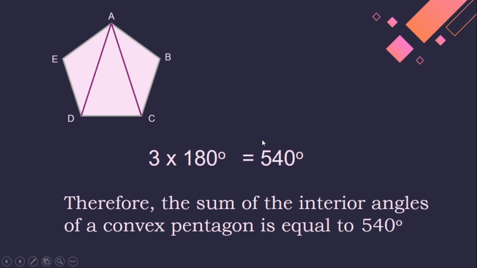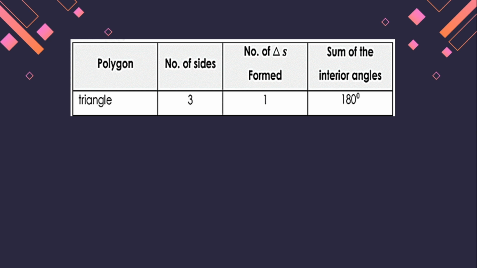Therefore, the sum of the interior angles of a convex pentagon is equal to 540 degrees. Na kung mapapansin natin sa ginawa natin kanina, if our polygon is a triangle, then the number of sides ay tatlo. At ang number ng triangle na na-form niya, isa lang kasi triangle lang naman siya. So therefore, may isa tayong triangle talaga. And that is equal to 180 degrees.